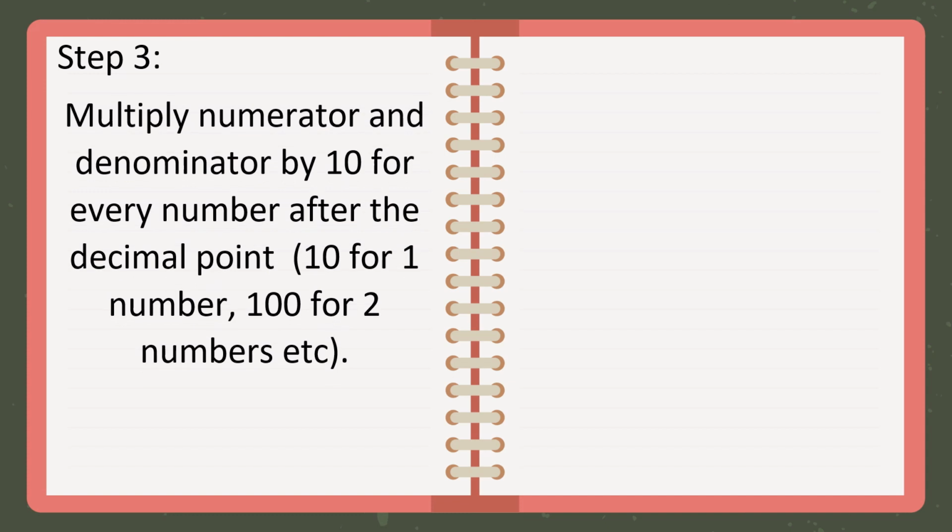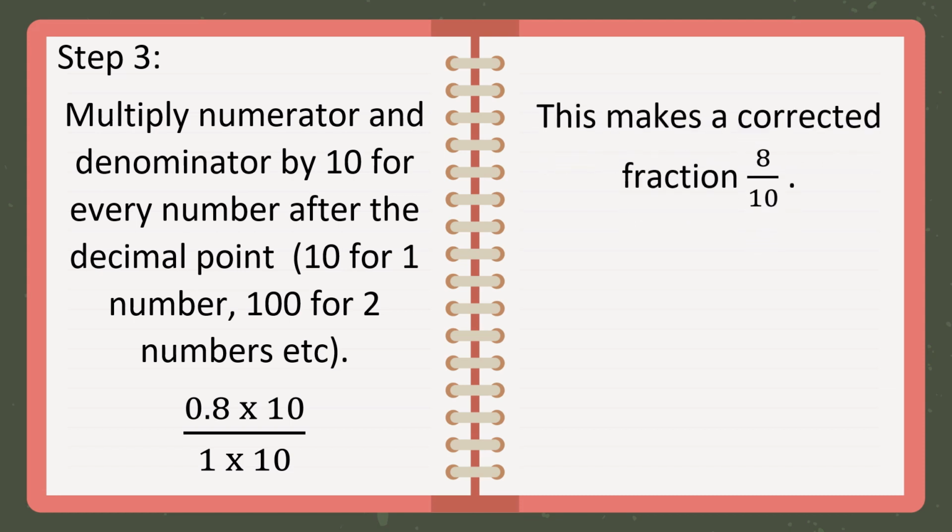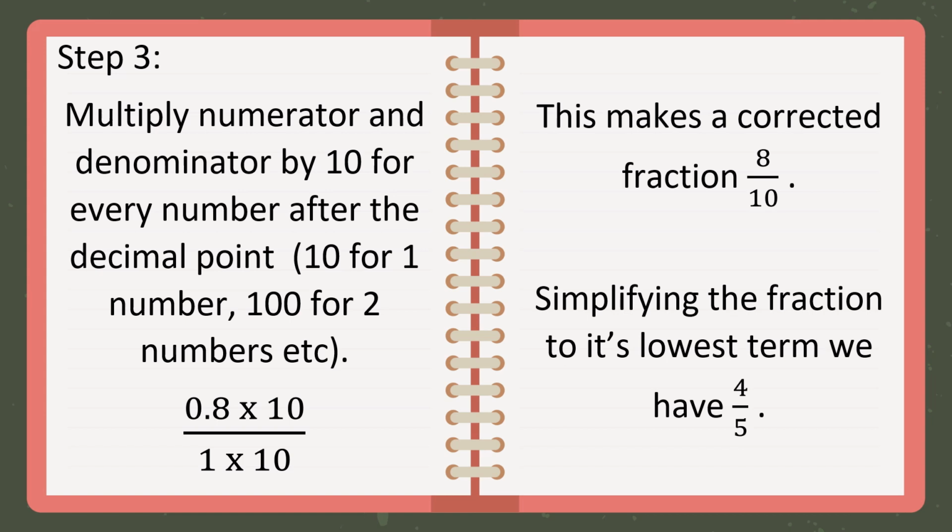Step 3. Multiply numerator and denominator by 10 for every number after the decimal point. 10 for one number, 100 for two numbers, and so on. So we have 0.8 times 10 over 1 times 10. This makes a corrected fraction 8 over 10. Simplifying the fraction to its lowest term, we have 4 over 5.